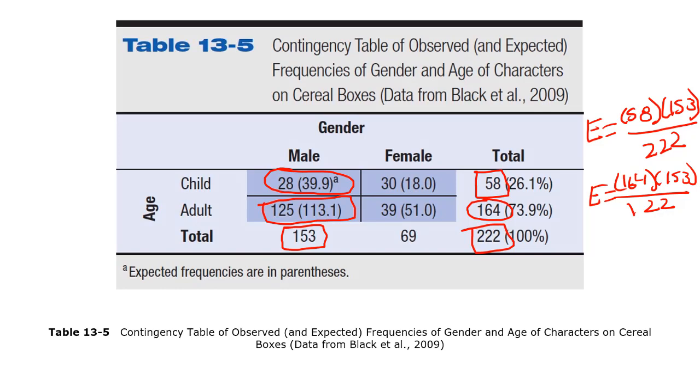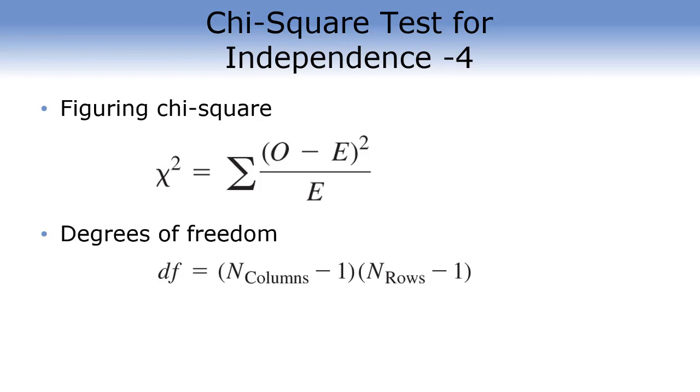Once you've done that, all you have to do is plug them into the standard chi-square equation, right? Observed from each cell minus the expected from each cell squared divided by the expected from each cell, and you sum them up. The degrees of freedom is the number of columns minus 1 times the number of rows minus 1. Look that up in your chi-square chart and accept or reject the null hypothesis, and you're done.